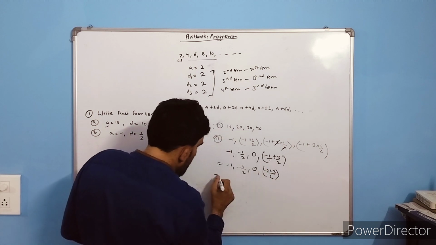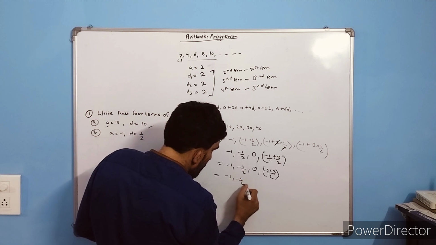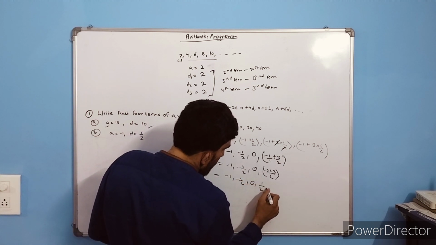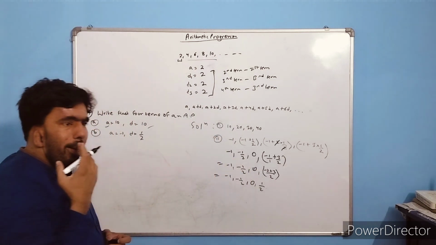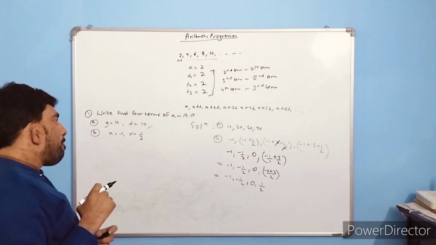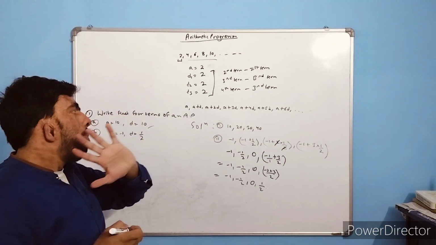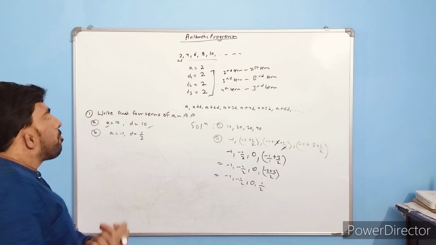Here I got minus 1, minus half, 0, 3, minus 2 half. So that is how we can easily find the terms by using this formula. Okay. Now we'll move to the next step.